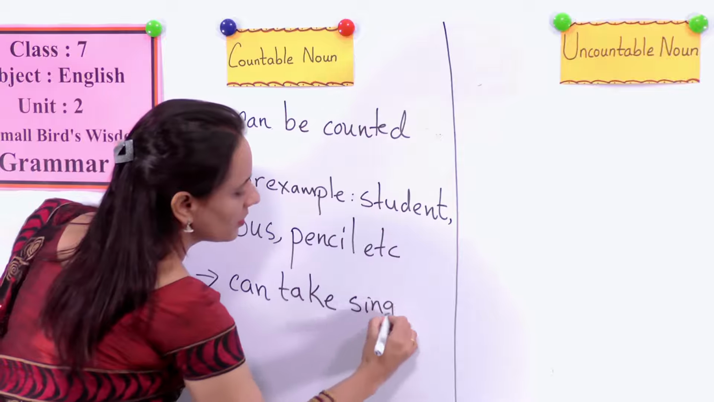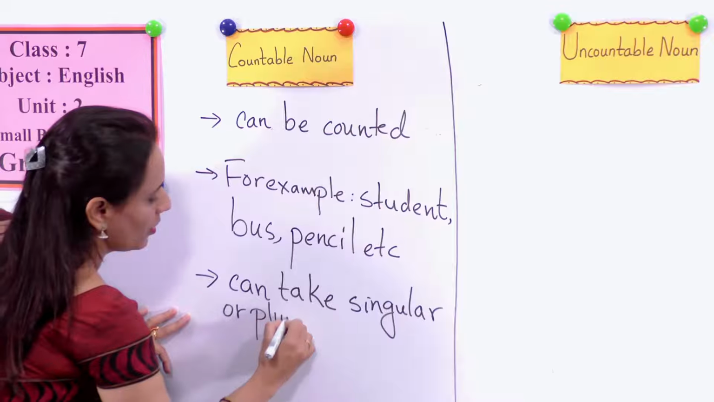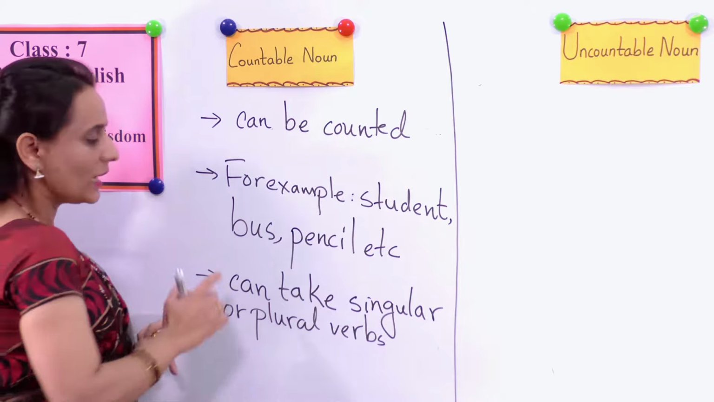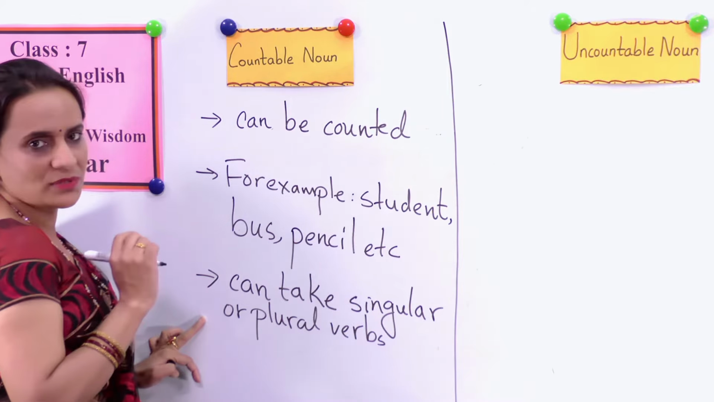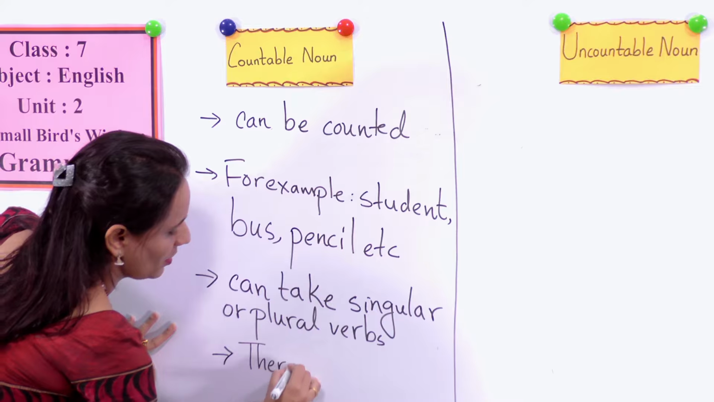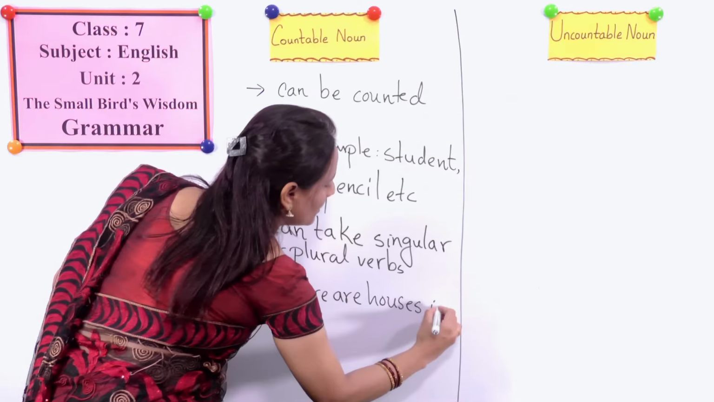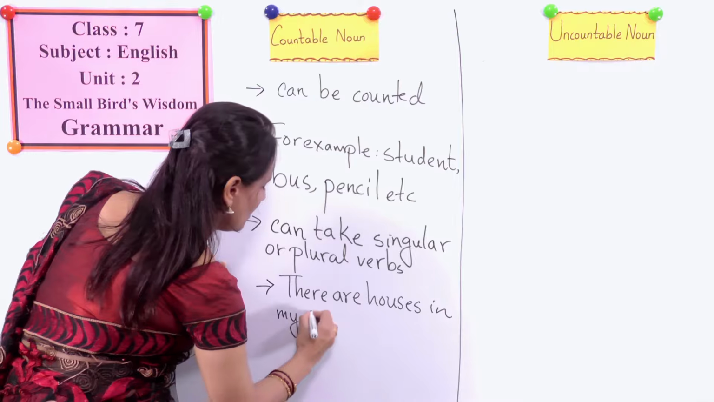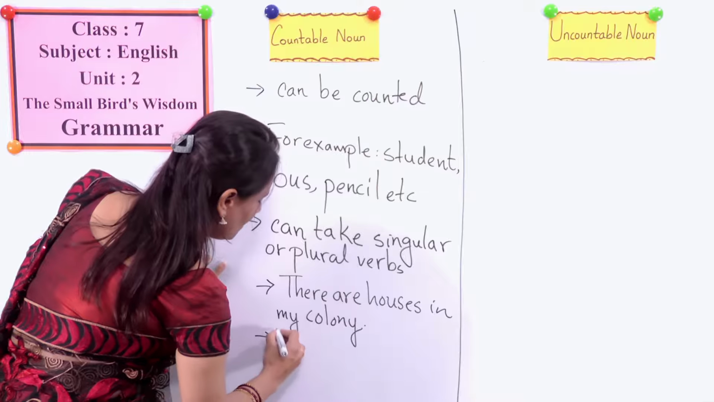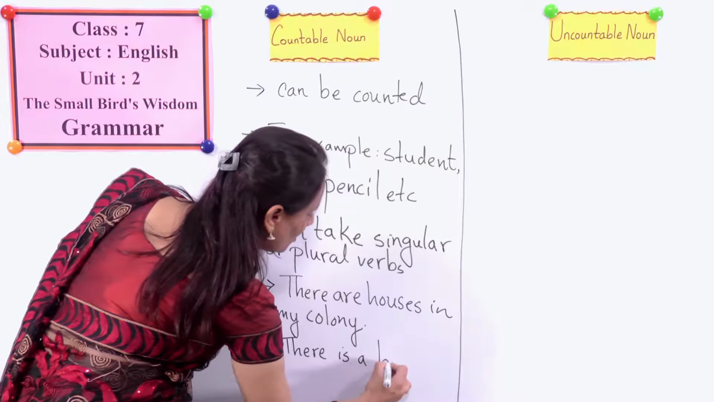Now, another point is, it can take singular or plural verbs. Singular or plural verbs. For example, there are houses in my colony. And another you can tell, there is a bottle.